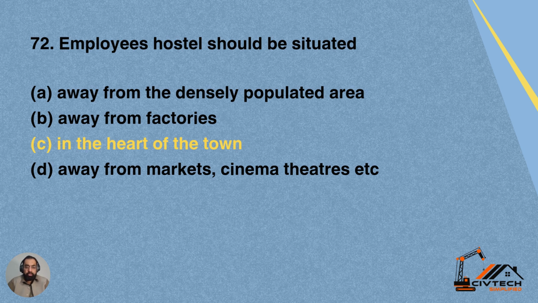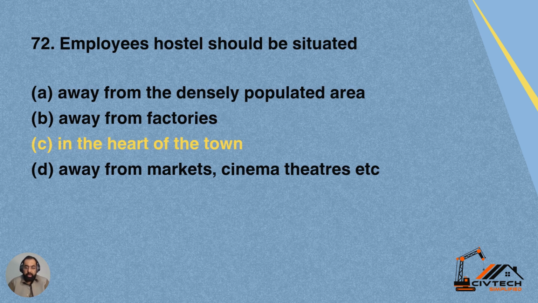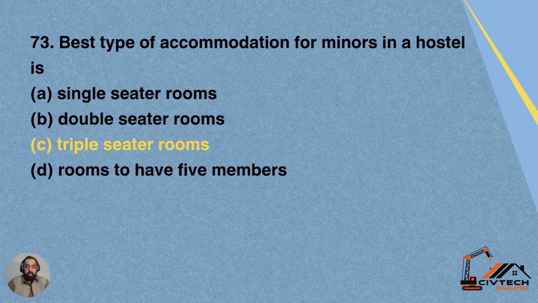72. Employees hostel should be situated, number A, away from the densely populated area, B, away from factories, C, in the heart of the town, D, away from market, cinema, or theaters. So it should be in the heart of the town from the accessibility point of view. Option C is correct for this question.